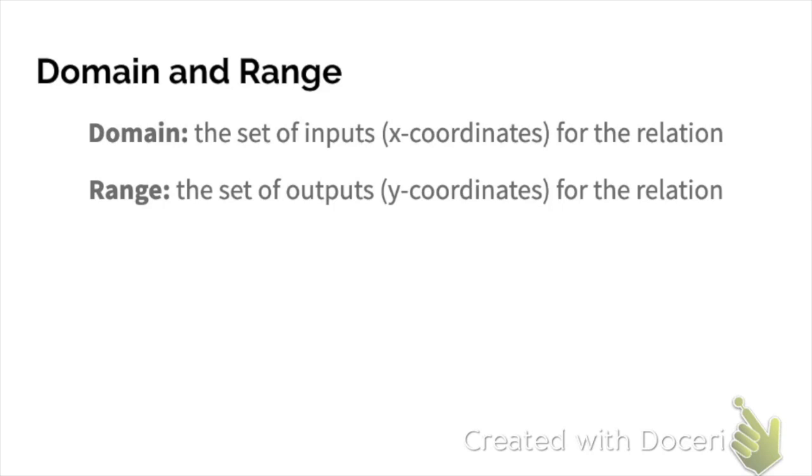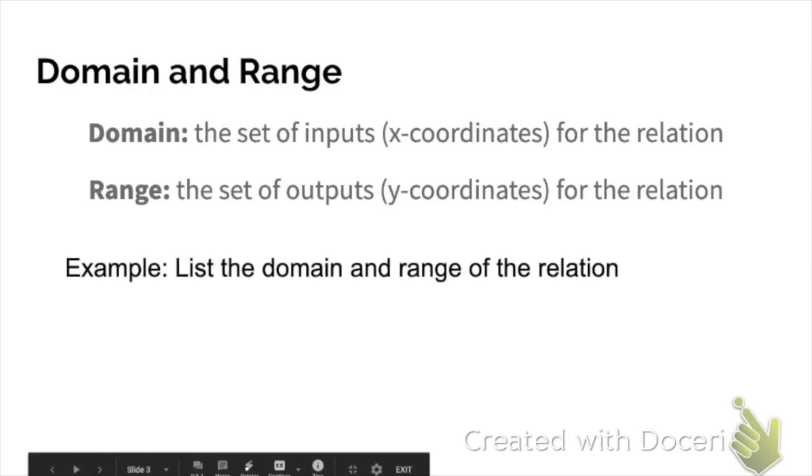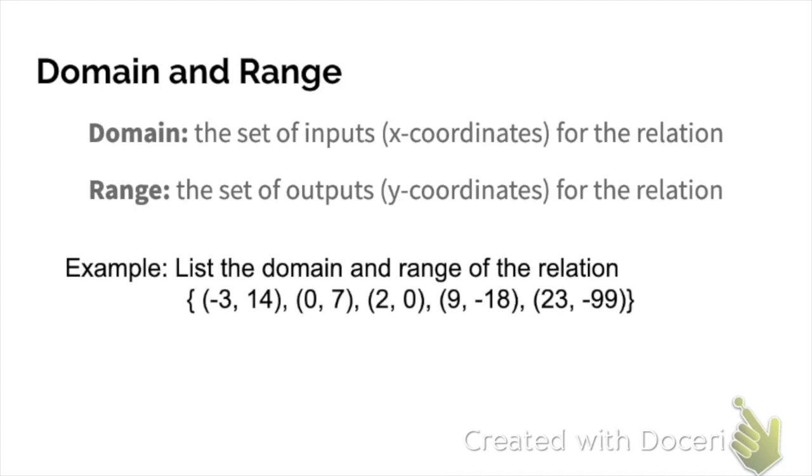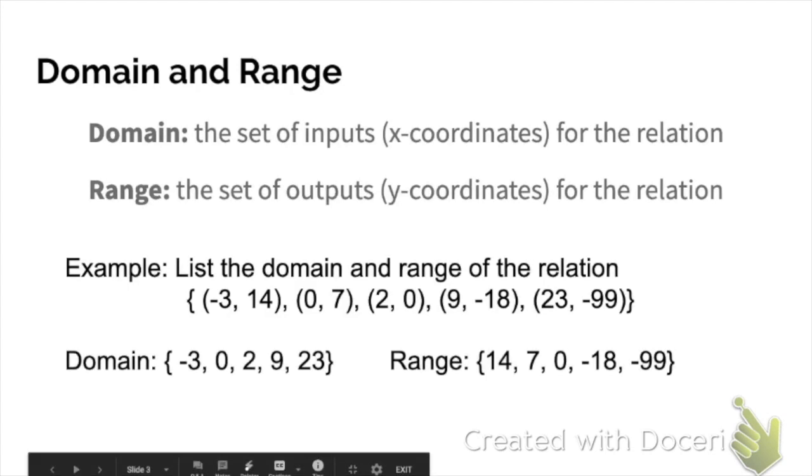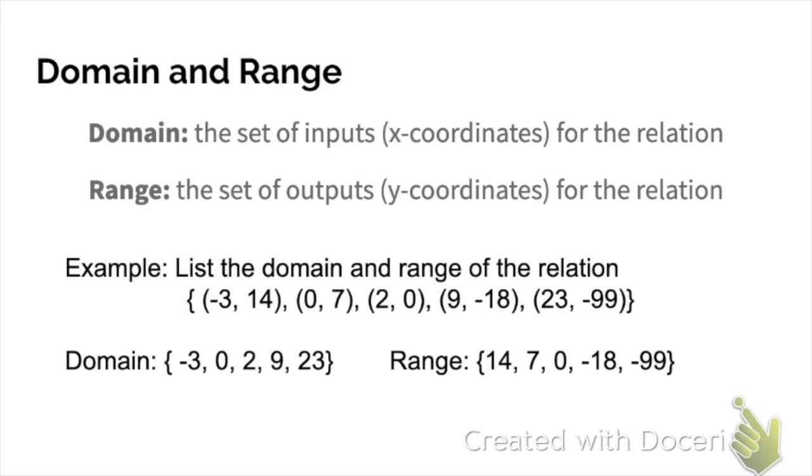A quadratic function is a parabola, so it's going to reach the top highest point, and the range would be everything below that. If you have a discrete value, meaning that they've just listed out the ordered pairs for you, and you're asked to find the domain and the range, to find the domain, we would just list out all of the x values from those ordered pairs: -3, 0, 2, 9, and 23. And then the range would be the list of the y values: 14, 7, 0, -18, and -99.